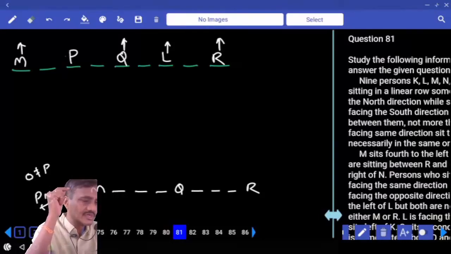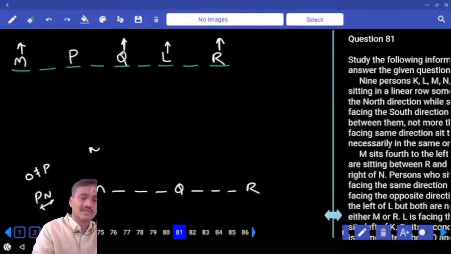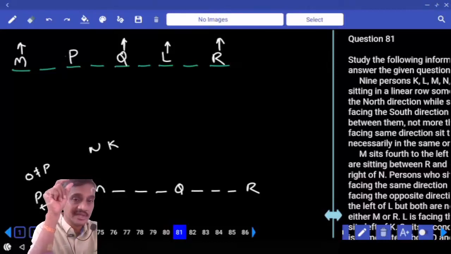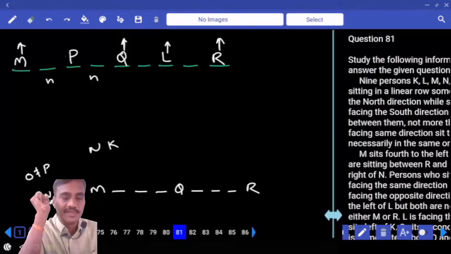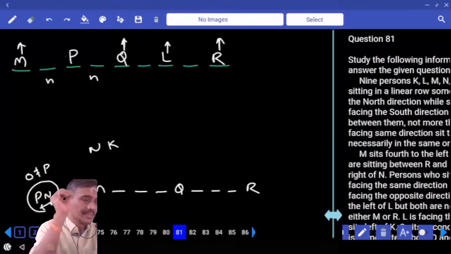And L is facing north, N sits to the left of K. N is to the left-hand side of K. N and P are adjacent to each other, so we can have N at this place or at this place. And S sits second to the left of O, where O is immediate to both Q and L. O is adjacent to Q and L, so O must be at this place.